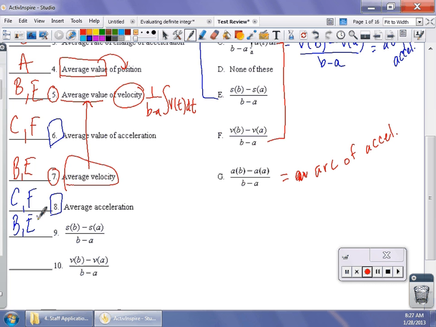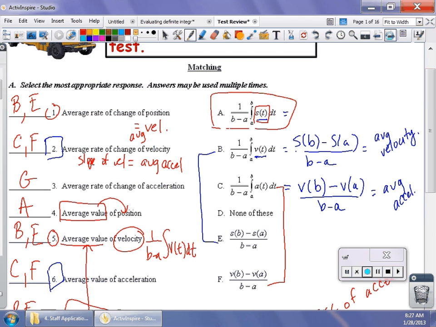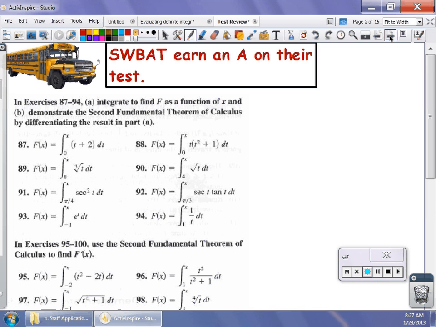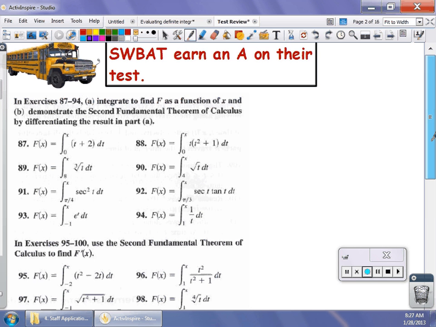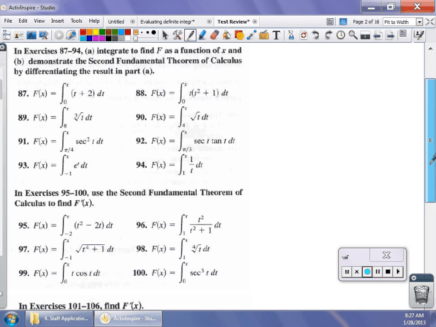And number 10, we're looking for change in velocity over change in time, so that's going to be C and F. All right, so take some time to really study this and make sure you understand the words and which ones are the same, which ones are different, and what they're really asking you. You're going to want to take some time to review the Fundamental Theorem of Calculus Part 2. If you have any questions on those, you're welcome to come and see me.